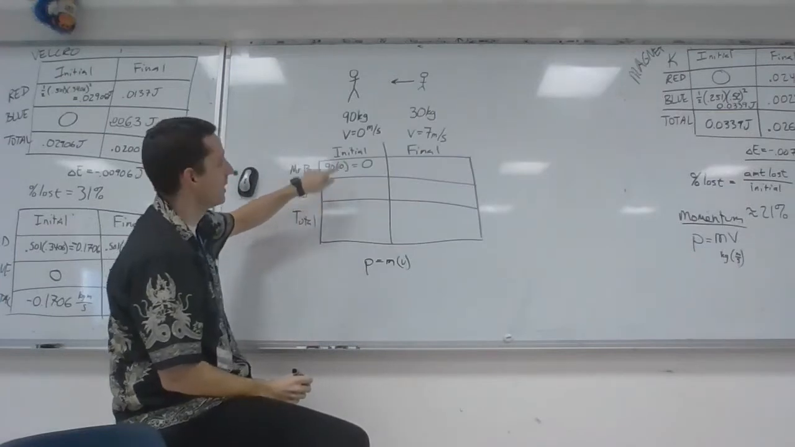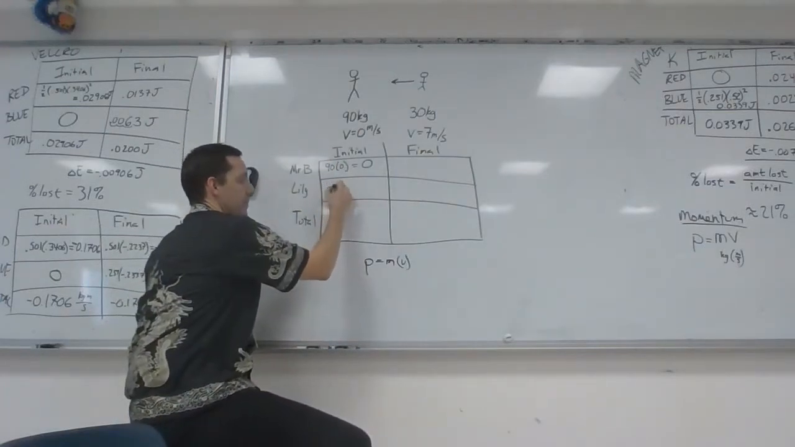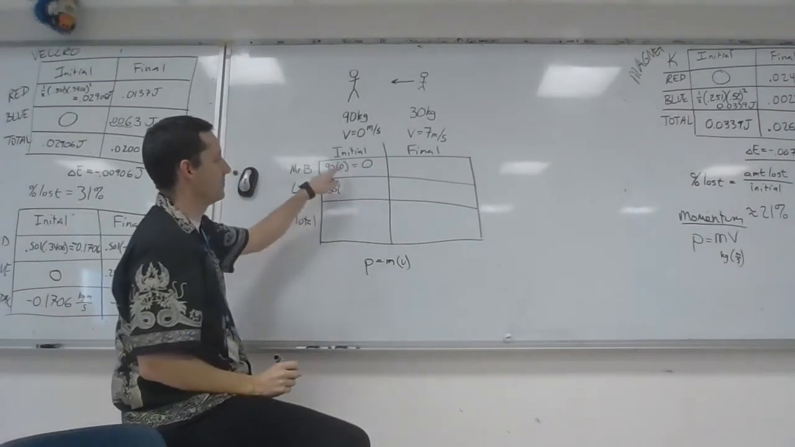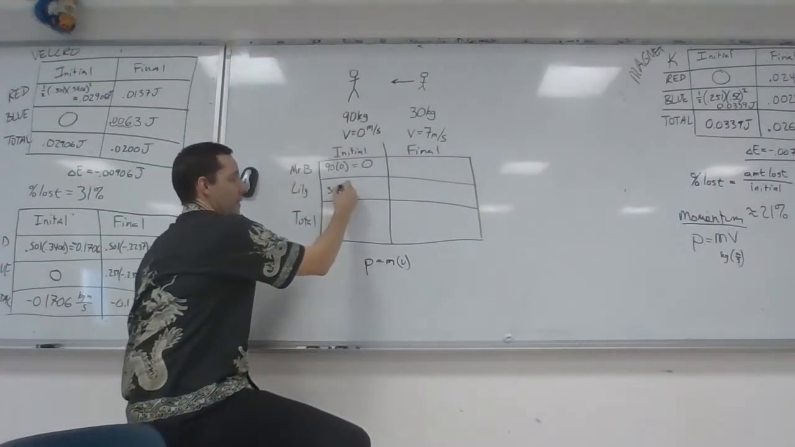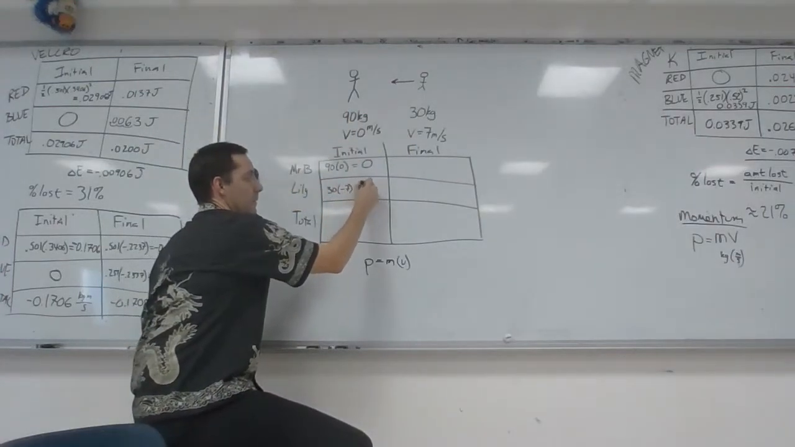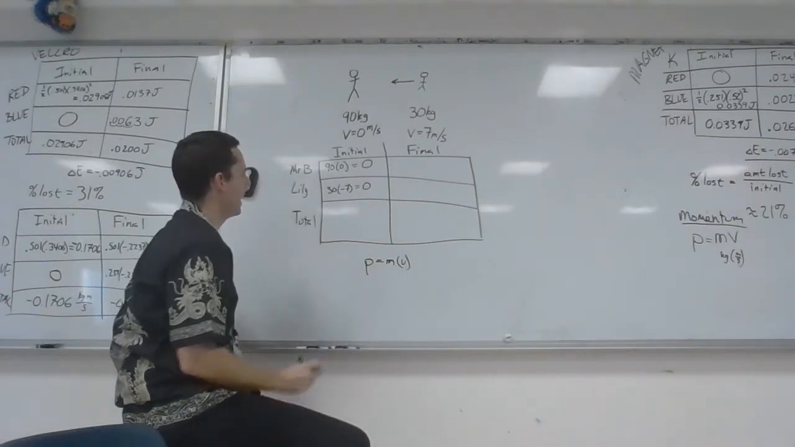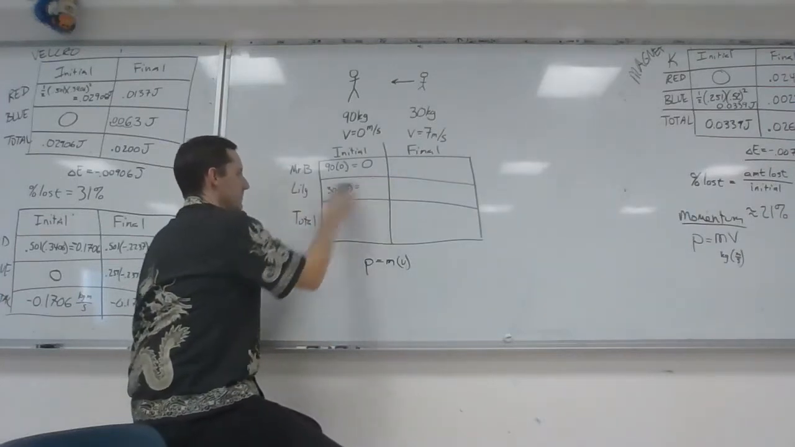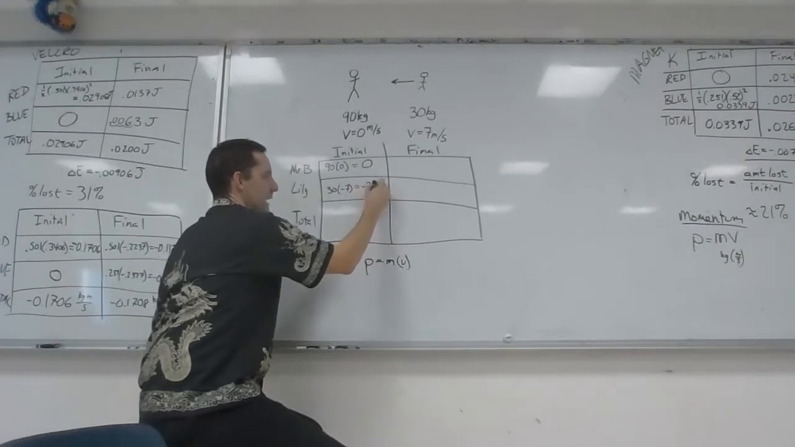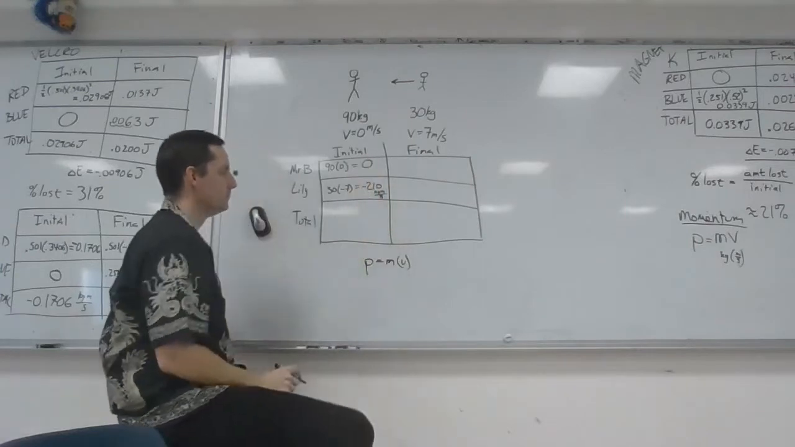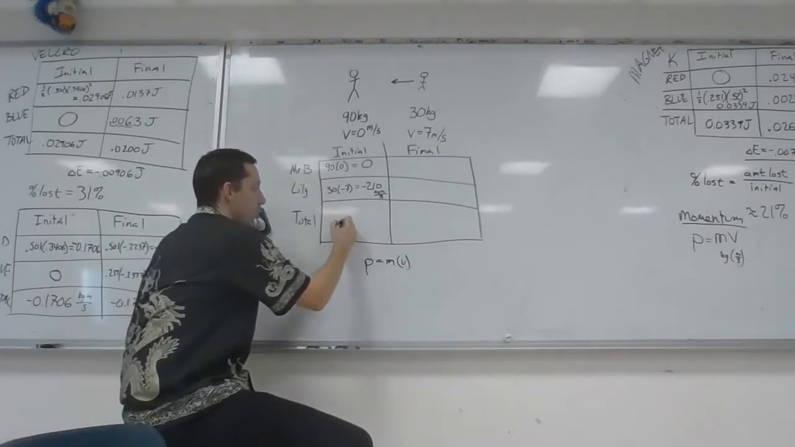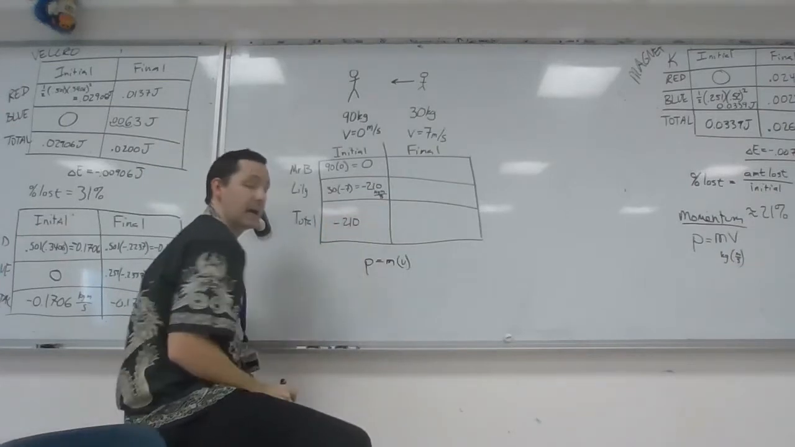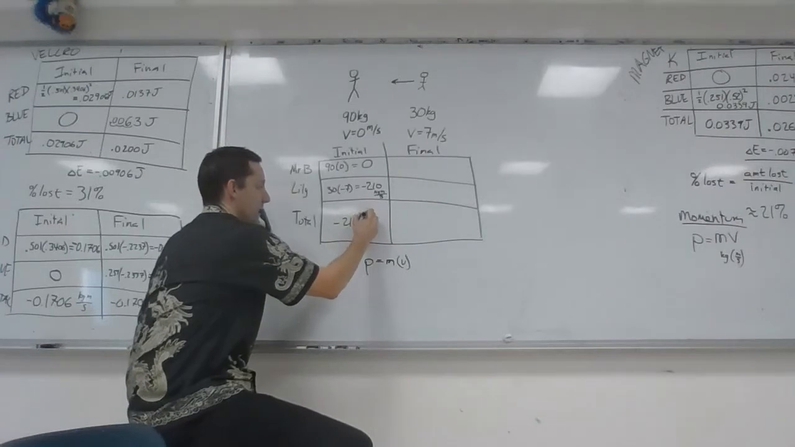Lily's is going to be her mass, which is 30, times her velocity, which is 7. She's moving to the left, so I'm going to call that a negative 7. All right? And that is not equal to 0. That would be negative 210. And remember, the units are kilogram meters per second. And so the total momentum initially, before she runs into me, is a total of negative 210, right? Kilogram meters per second.